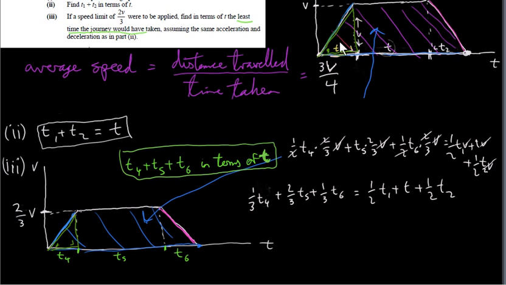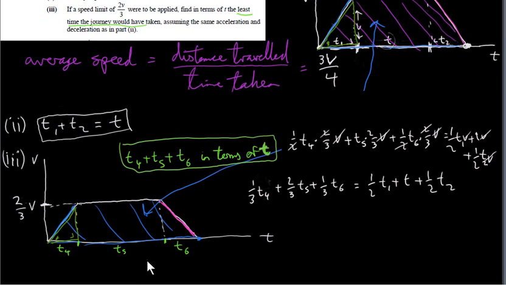So if the triangles are similar, that means the angles are the same, then sides are in proportion. So we know that v over t1 must equal 2/3 v over t4. So that means that t4 is 2/3 t1. Okay, that's just by dividing corresponding sides. The v and this side are corresponding, and the t1 and this side here are corresponding.